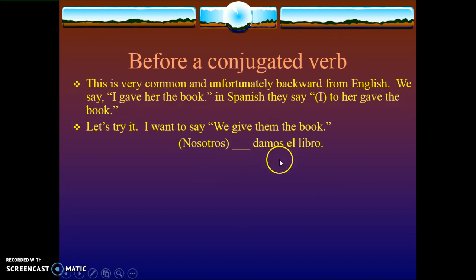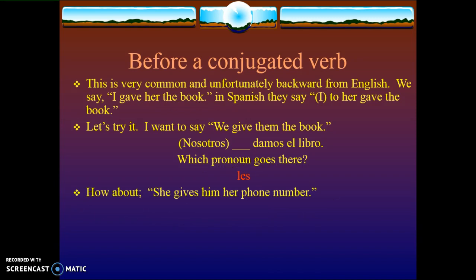Nosotros, blank, damos el libro. This is we give the book. Okay? So we have to put them before the conjugated verb. Before a conjugated verb. Here's the verb, damos, we give. So them has to go before. So think, switch them. Whoop, it's going to jump over here. So what is it going to be? What is them? Which pronoun goes? Bloop, les.